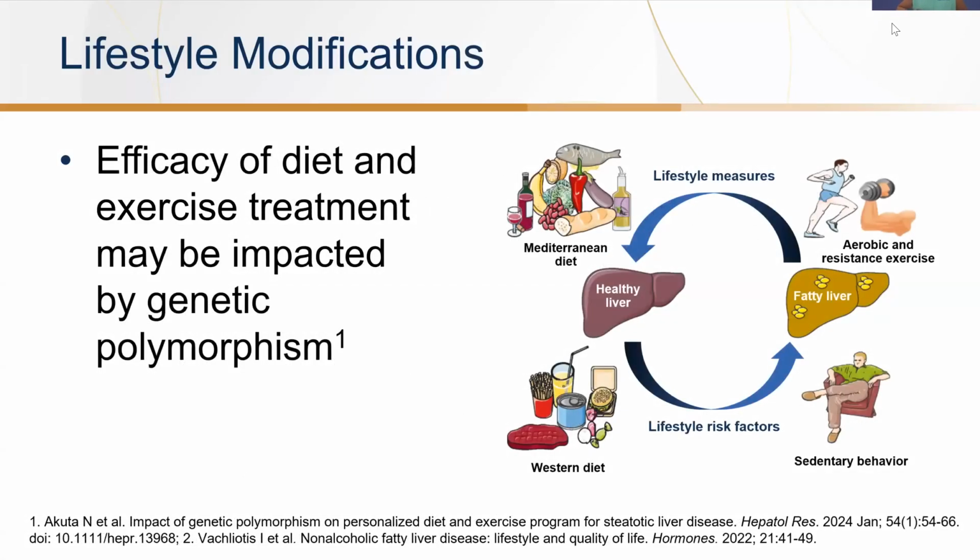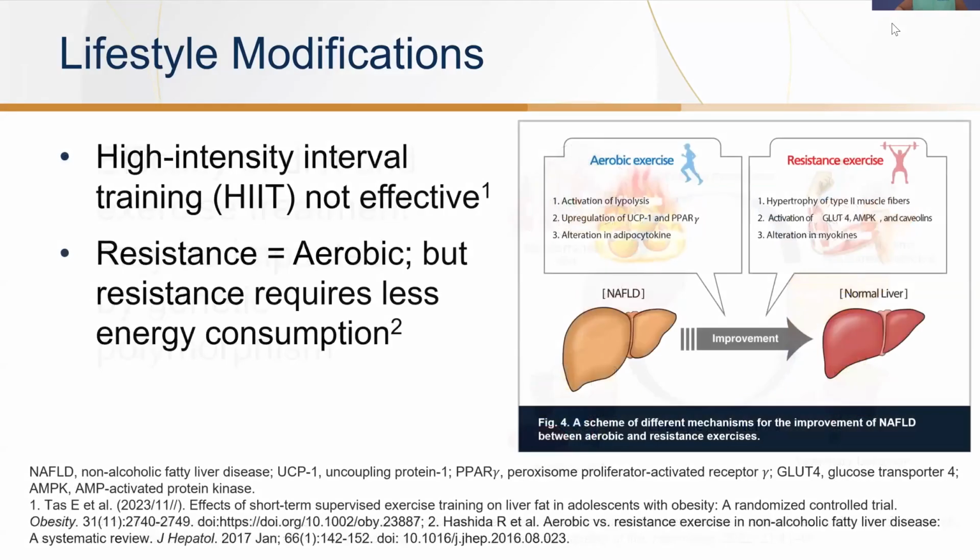We know that being sedentary, sitting behind a desk, not doing aerobic and resistance exercises, this Western lifestyle, those are all risk factors leading us towards the metabolic associated dysfunction. We know things like aerobic exercise, resistance training and a Mediterranean diet are the things that help us move towards a healthy liver and overall better lifestyle measures.